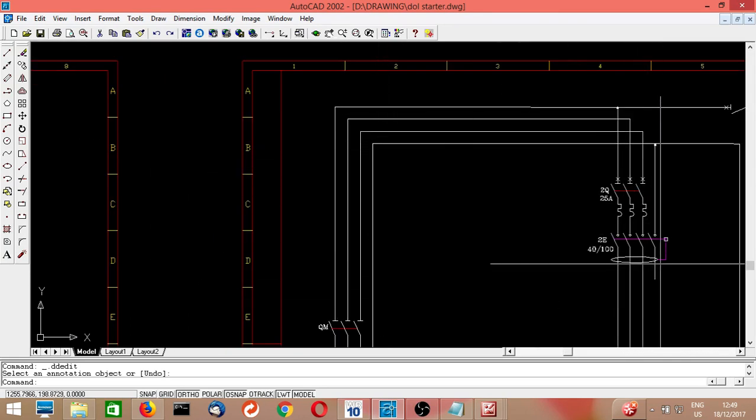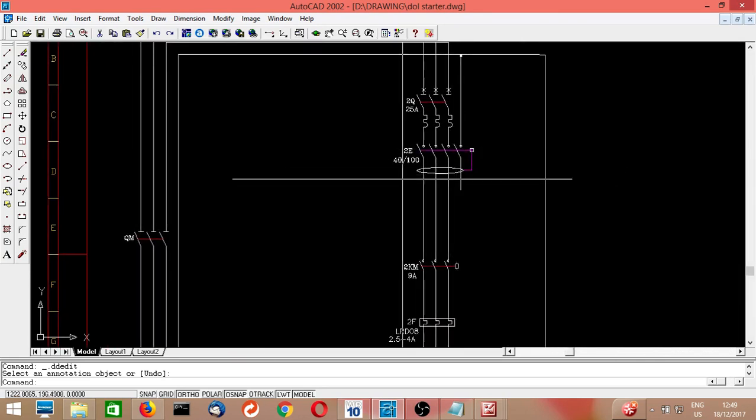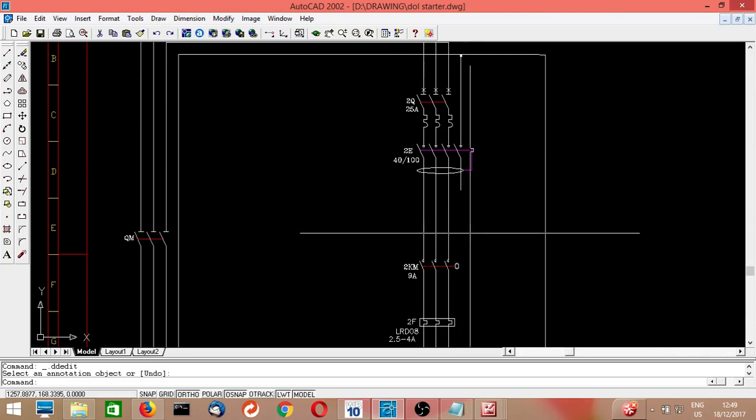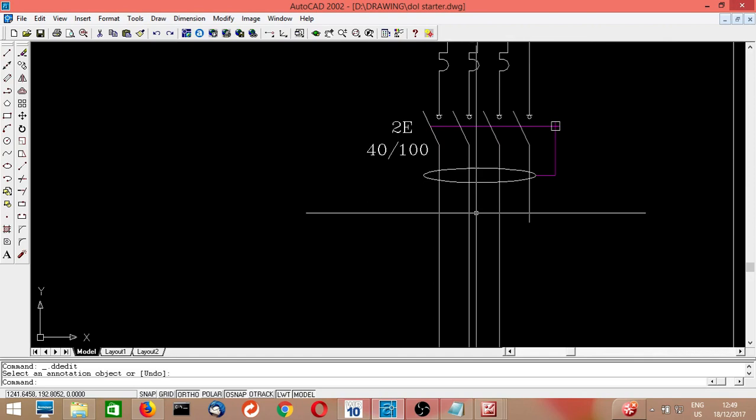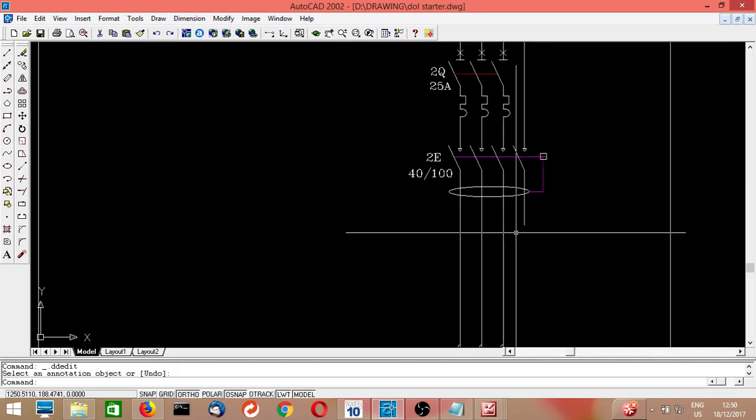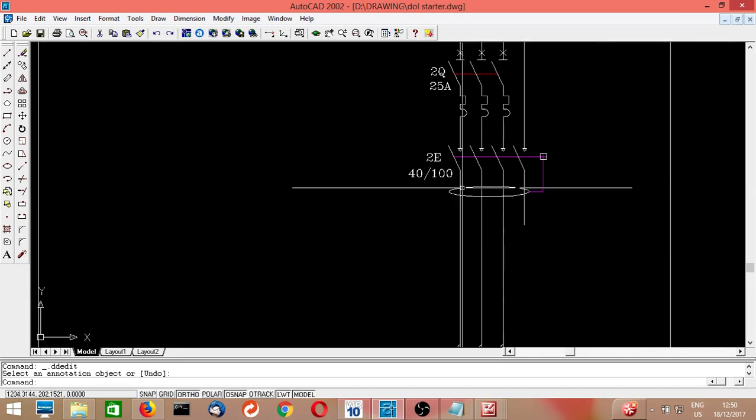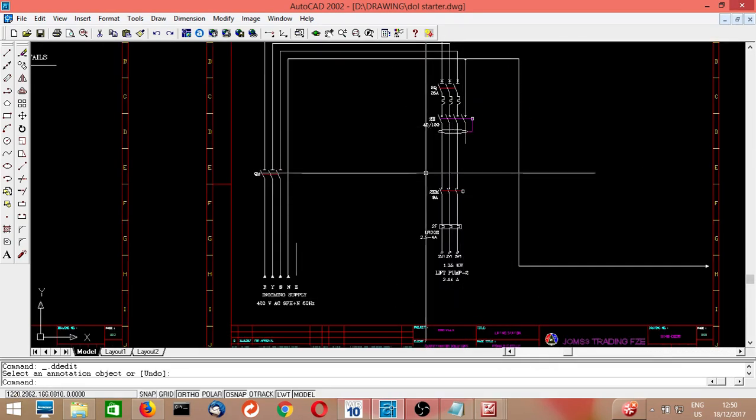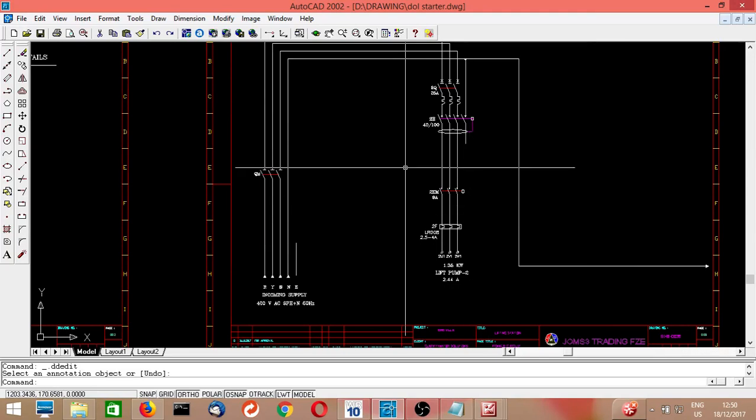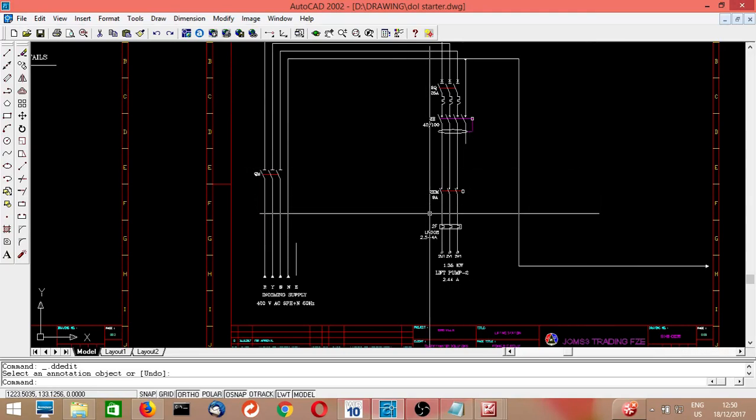The bottom line is neutral, and neutral is also coming to the ELCB. Whenever the earth leakage is more than 100 milliampere, the 40 ampere, 100 milliampere ELCB will detect the fault and trip, and no more current will flow through the remaining circuit. So it protects against earth leakage.